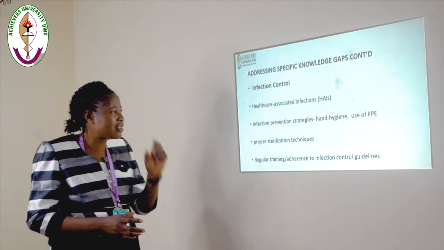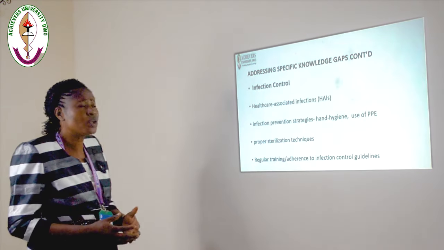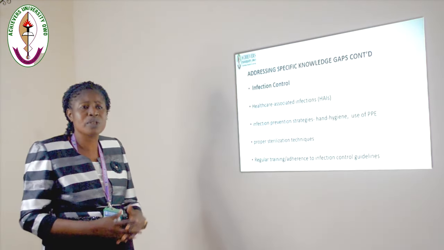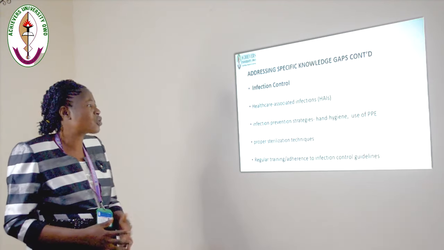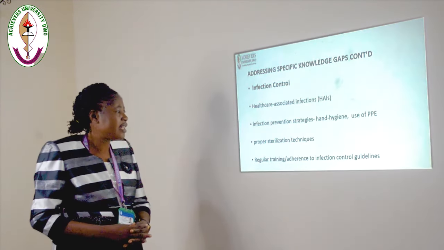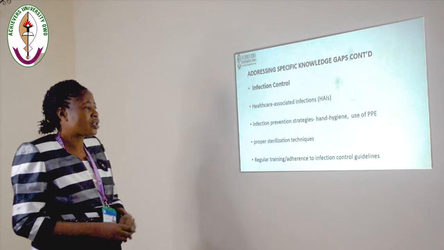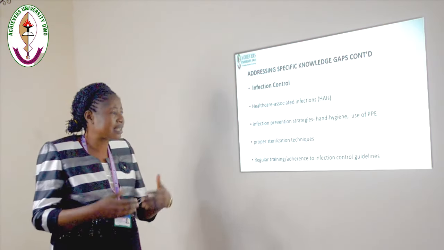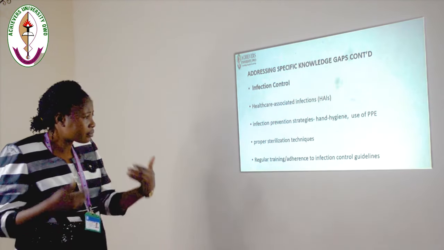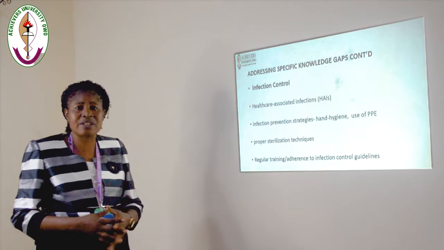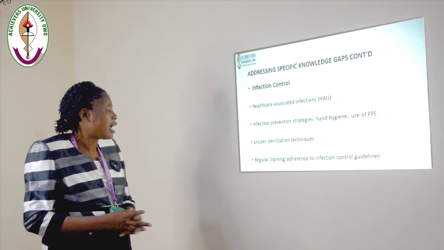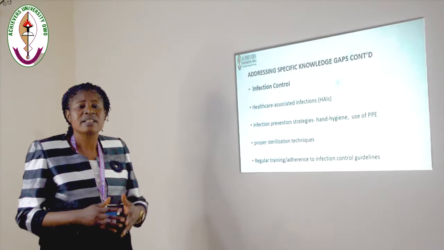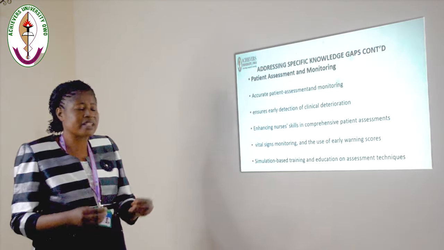Another specific area that we need to address is the area of infection control. Today we see so many patients that come to the hospital with one condition going on with another disease condition, which is called nosocomial infection. It needs to be addressed. So all these healthcare associated infections, infection prevention strategies should be put in place, such as hand hygiene, the use of personal protective equipment like the glove, the face mask, the apron and the rest. Then proper sterilization techniques should be emphasized, you see, and regular training through adherence to infection control guidelines. The nurses, they should be trained on the proper way of sterilization.